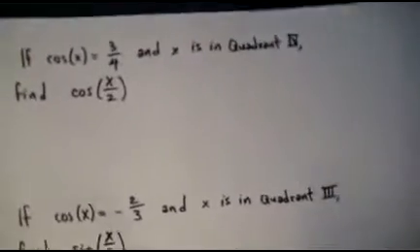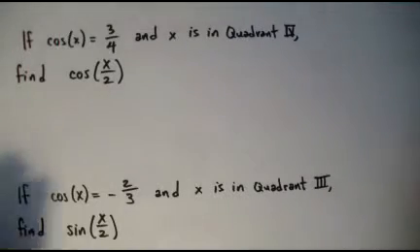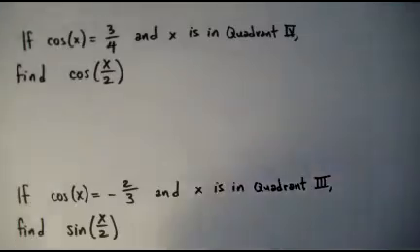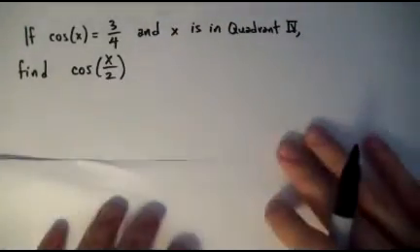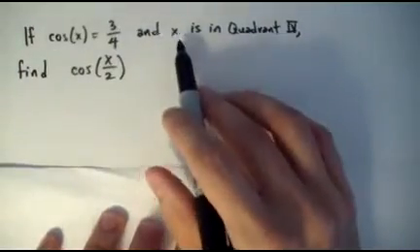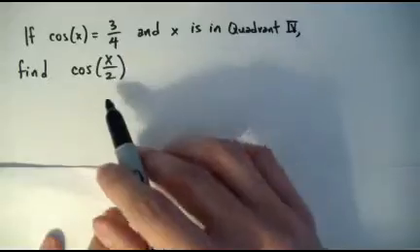As another example of what we can do, suppose we're not asked for a specific angle measure, but we're just told what cosine of an angle is, and then we're asked to find cosine of half that angle. So as an example here, if we're told that cosine of x is 3/4 and x is in quadrant 4, and we're asked to find cosine of x over 2.